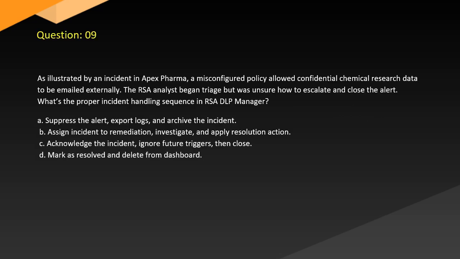Question 9. As illustrated by an incident at Apex Pharma, a misconfigured policy allowed confidential chemical research data to be emailed externally. The RSA analyst began triage but was unsure how to escalate and close the alert. What's the proper incident handling sequence in RSA DLP Manager? A. Suppress the alert, export logs, and archive the incident. B. Assign incident to remediation, investigate, and apply resolution action. C. Acknowledge the incident, ignore future triggers, then close. D. Mark as resolved and delete from dashboard.